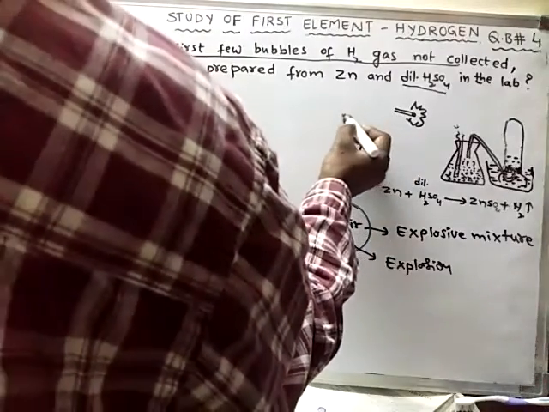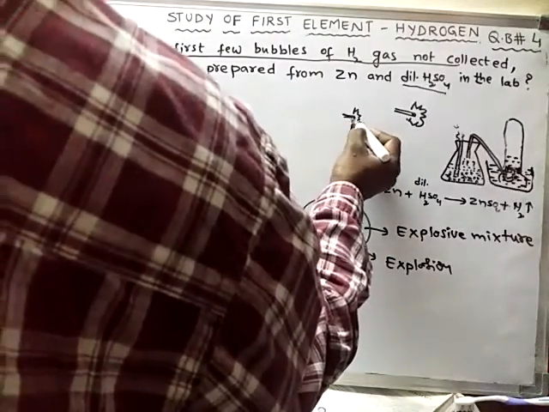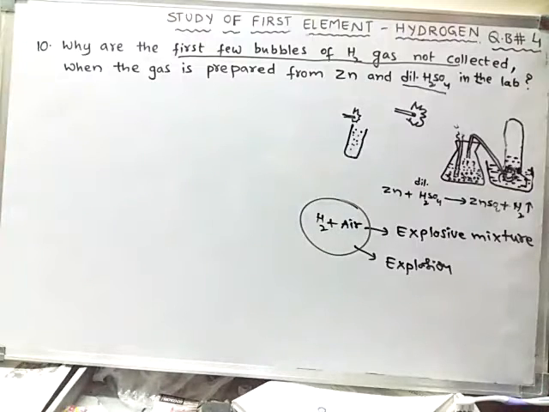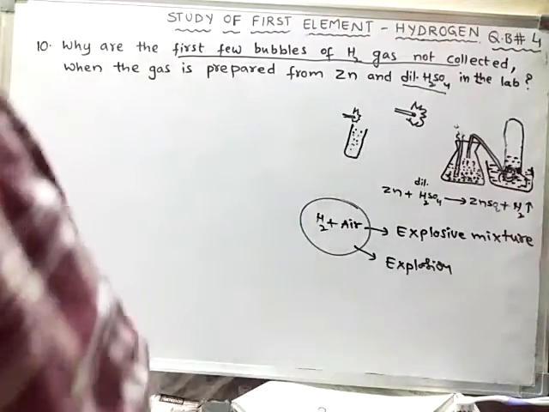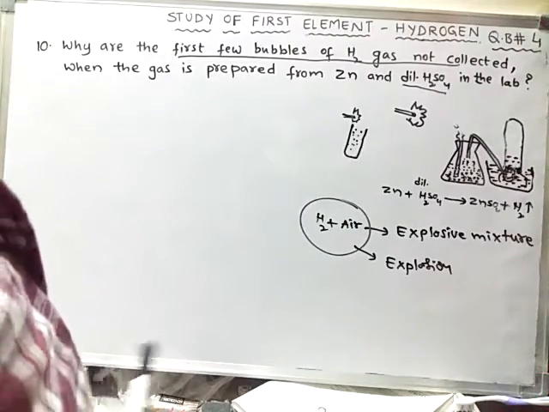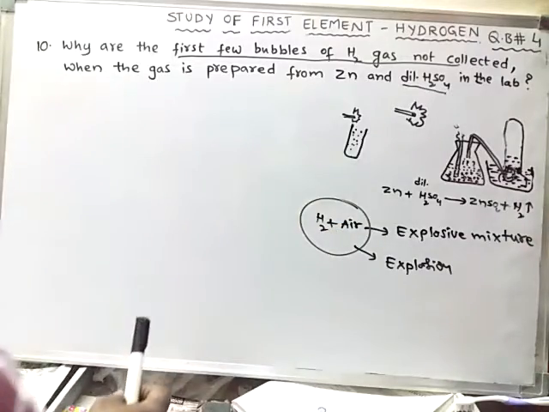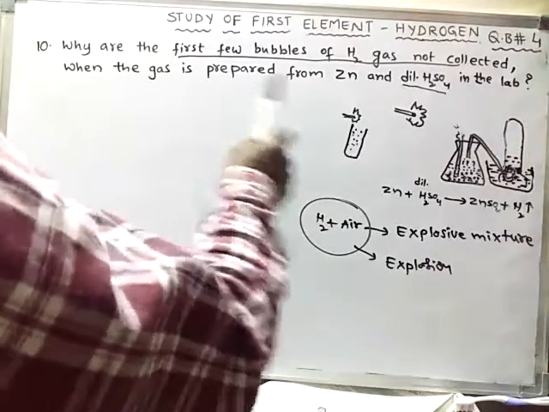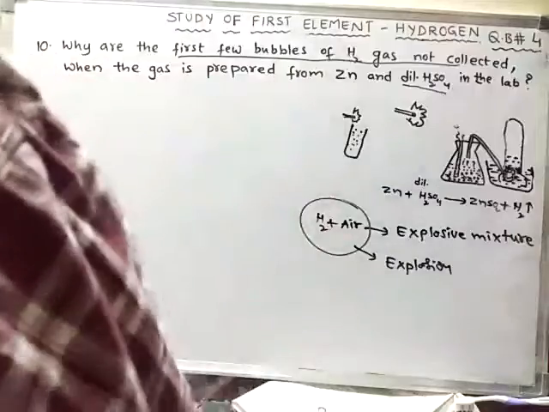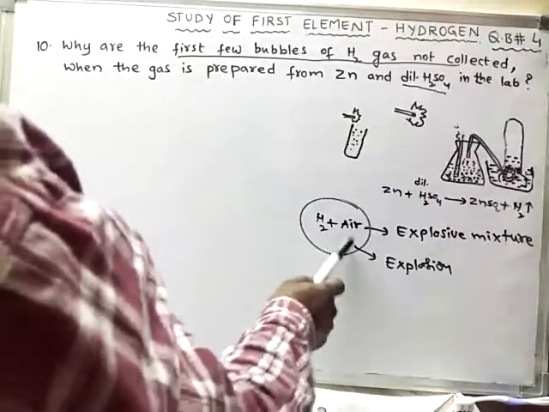Whenever a flame is brought near to this one, what happens? This mixture will undergo explosion. So in order to prevent explosion of this mixture, we should not collect the first few bubbles of hydrogen, because the first few bubbles of hydrogen are mixed with air.